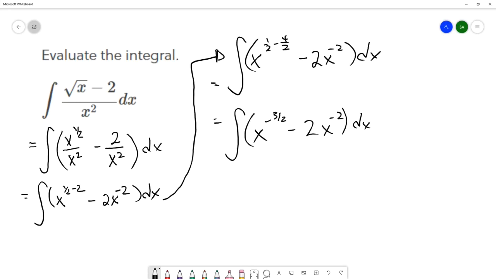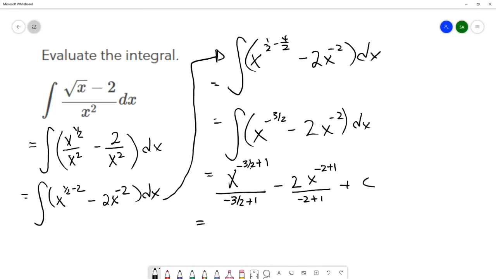So we've done a bunch of algebra to clean this up so that we can apply our power rule. Our power rule for integration is that we're going to add 1 to the power and divide by that power. So we're going to do x to the negative 3 over 2 plus 1 over negative 3 over 2 plus 1, minus 2x to the negative 2 plus 1 over negative 2 plus 1, plus c.